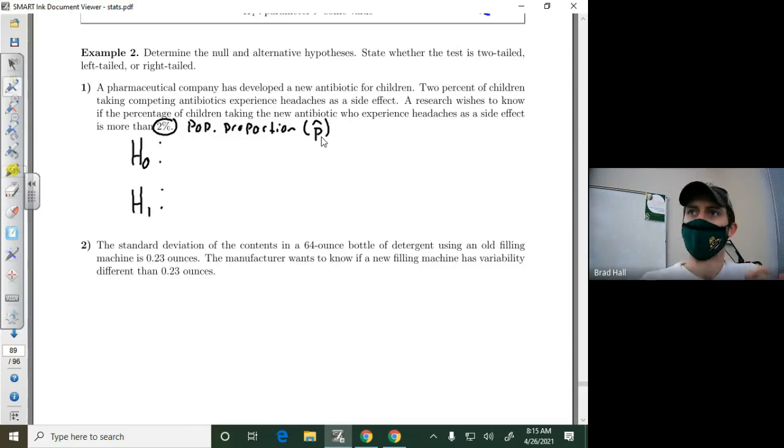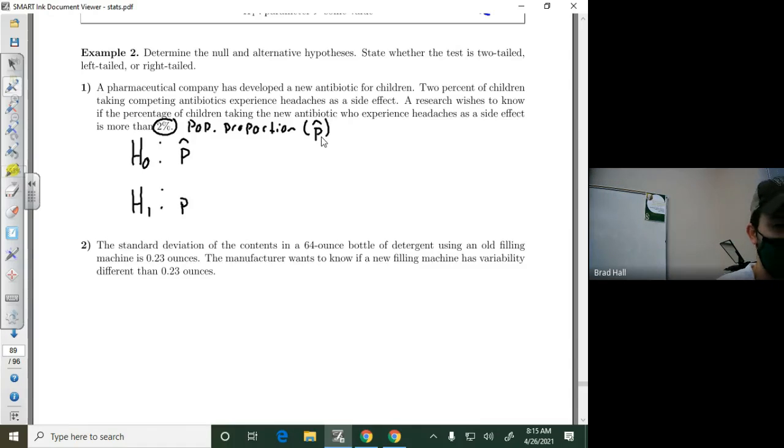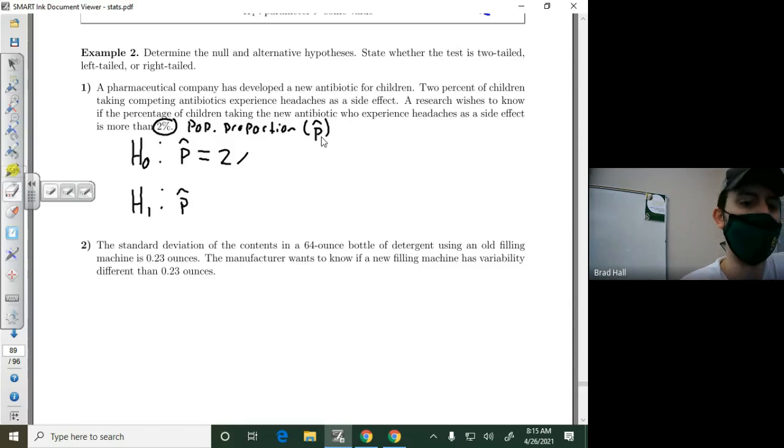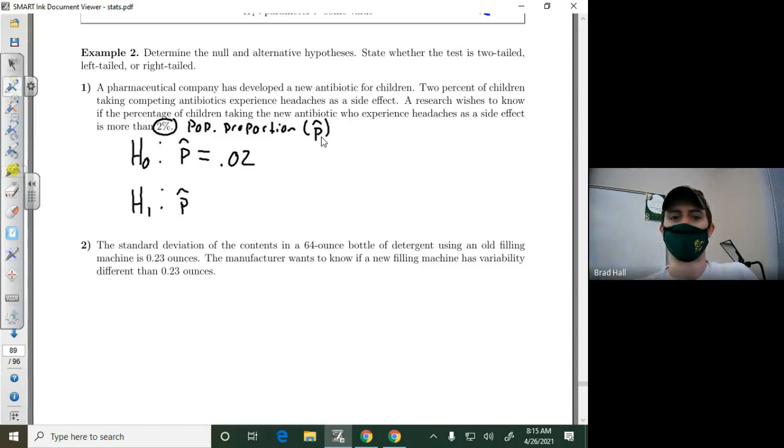Okay, so population proportion. So now we know what symbol to use. Something to do with this symbol. So now we need to figure out, well, what's the assumed hypothesis here? Well, that's where the quantity comes into play. It's assumed that 2%, well, actually, I'll use the decimal. So instead of using 2%, I'm going to convert that to a decimal. It's assumed that 2% of children taking competing antibiotics experience headaches.